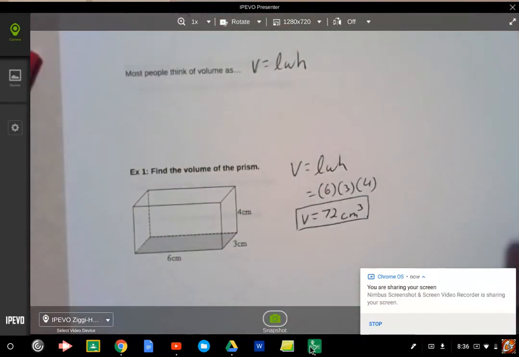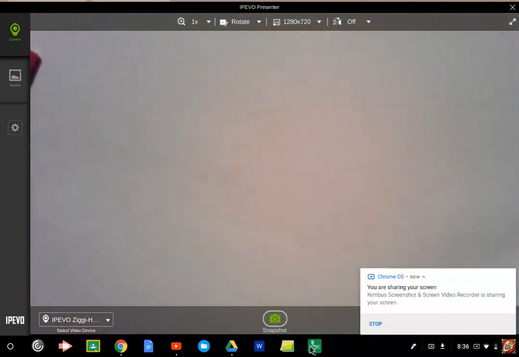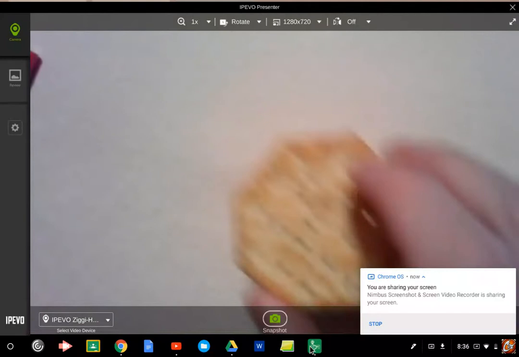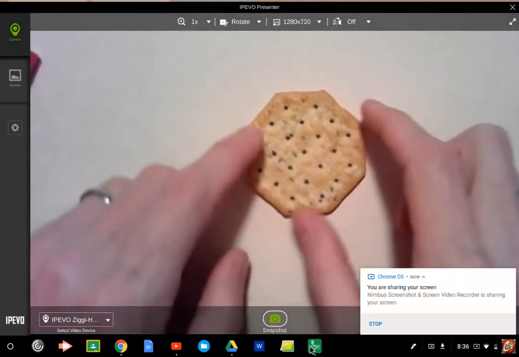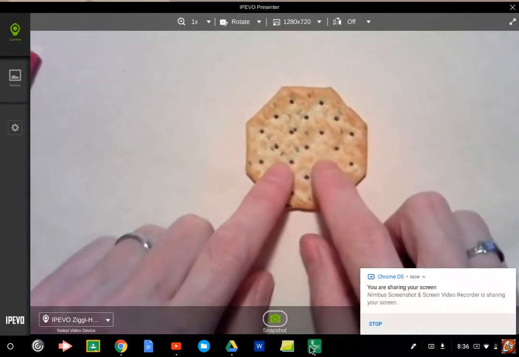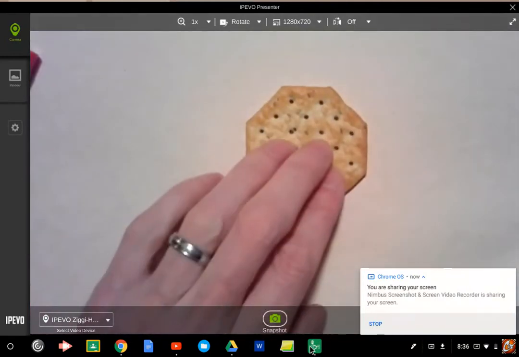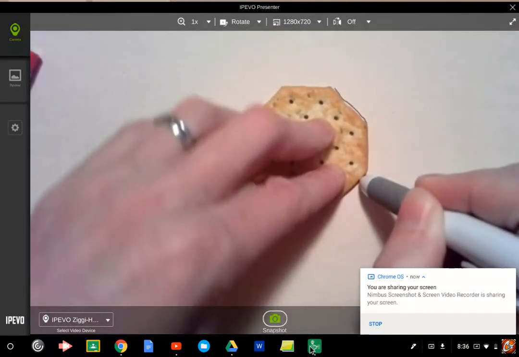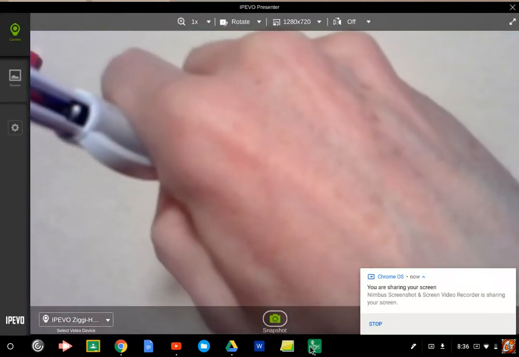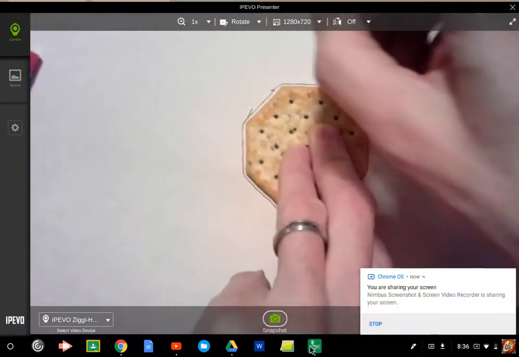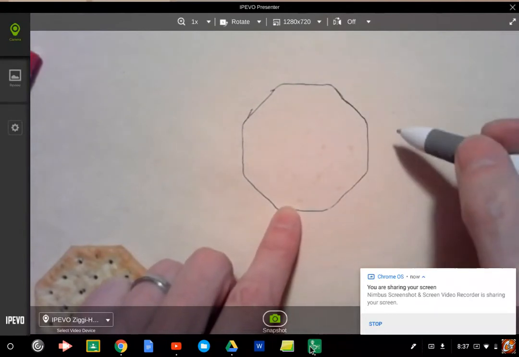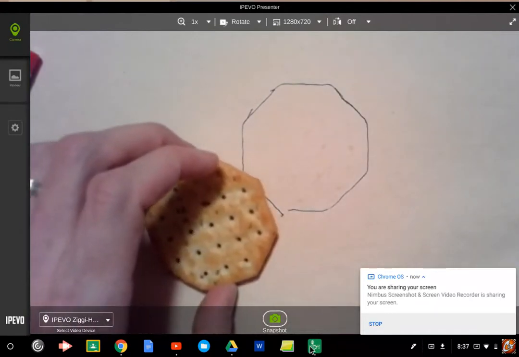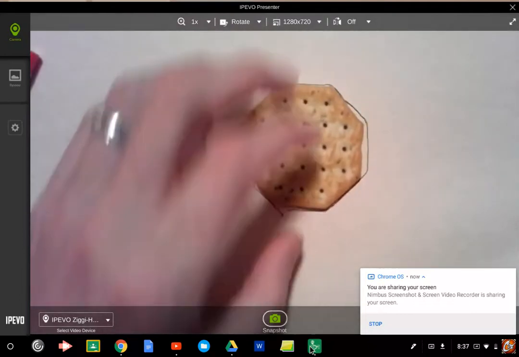Let's talk about what actually makes volume. And I'm going to talk about it with a simple thing like a cracker. Now here I have a cracker that's an octagon. So I got an 8-sided cracker. I could find the area of this octagon. In fact, I could even trace this octagon and easily calculate the area of this flat shape. Okay, if I measured all these pieces, that's no problem. We've done that numerous times. But I don't want the area.